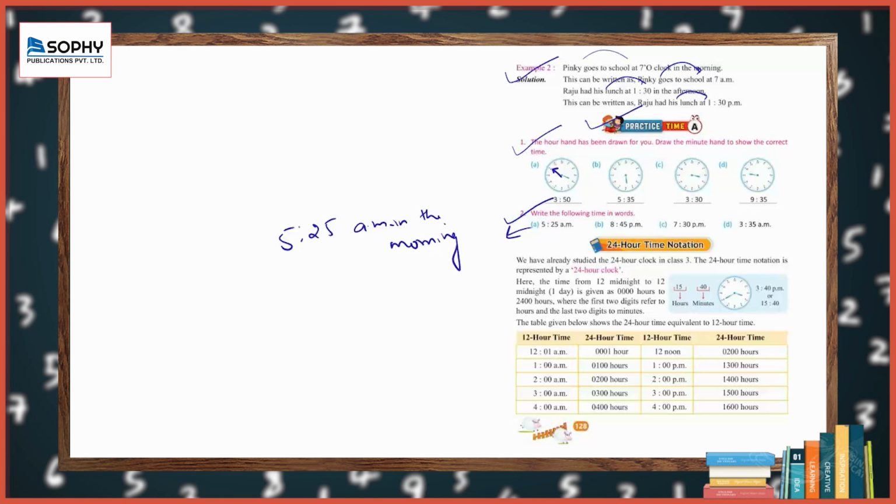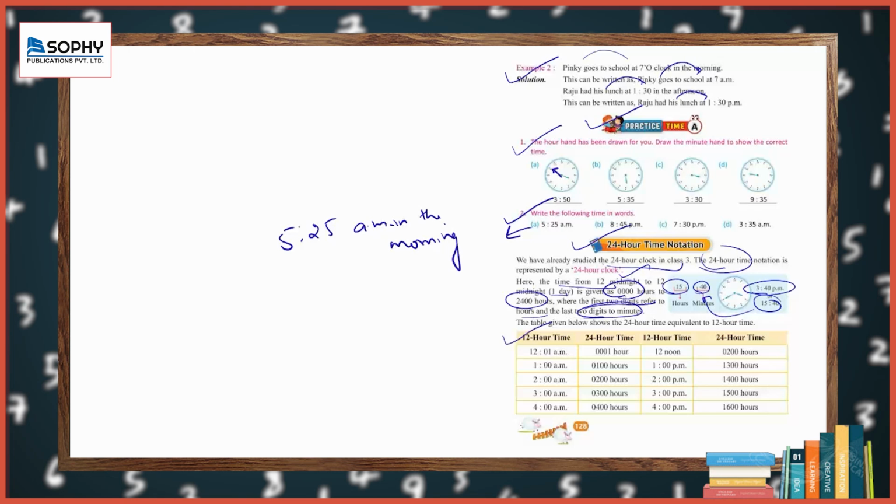24-hour time notation. We have already studied the 24-hour clock in class 3. The 24-hour time notation is represented by the 24-hour clock. The time from 12 midnight to 12 midnight of one day is given as 00 hours to 24 hours. Here the first 2 digits refer to the hours and the last 2 digits refer to the minutes. So 3:40 PM or 15:40, that is 15 represents the hours and 40 represents the minutes.